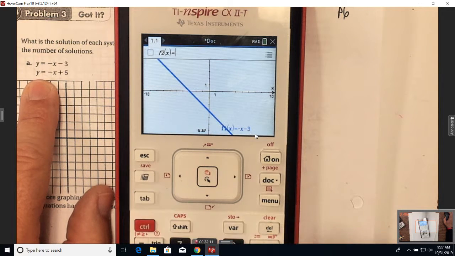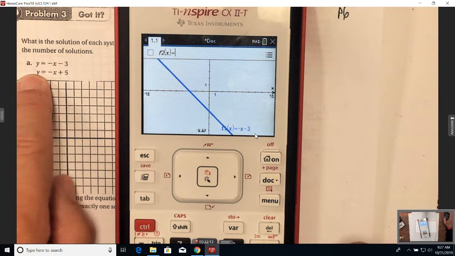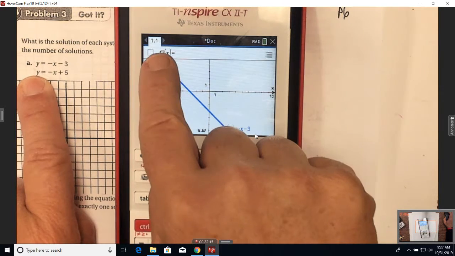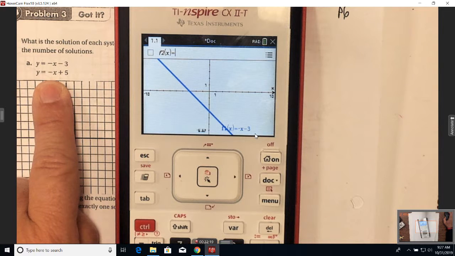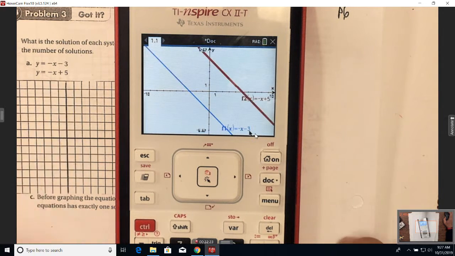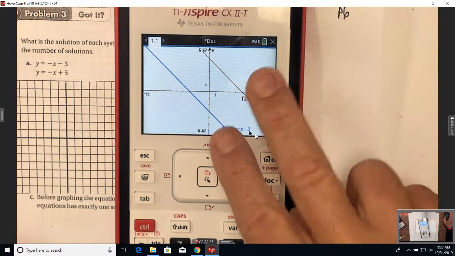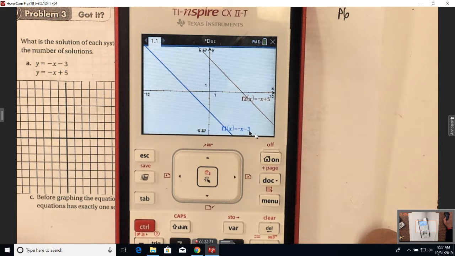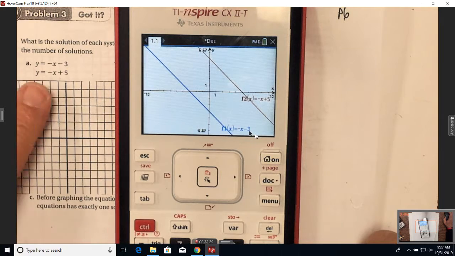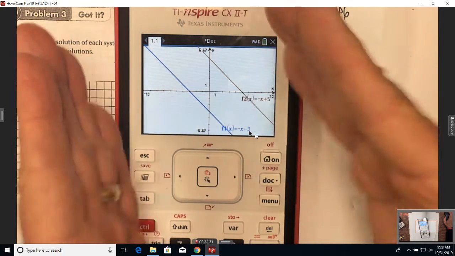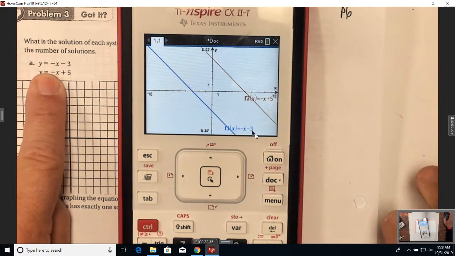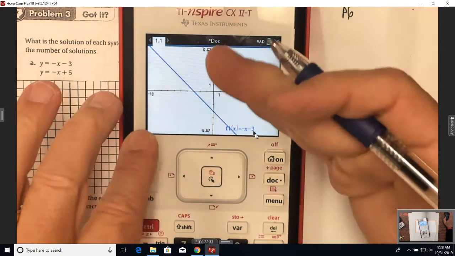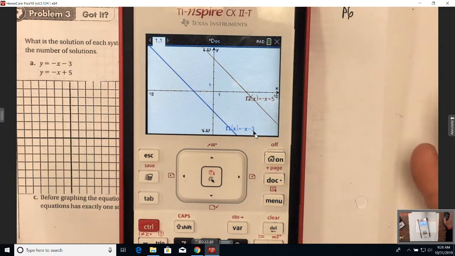So I hit tab. And then my second equation, my y sub 2, or f2 of x, would be equal to negative x plus 5. And then enter. See how those are parallel? They might not look parallel. Okay, I don't know. They might be a little bit off. I don't know if I can tell, but I can tell mathematically that they're parallel. See, because maybe one's just tilted a slight bit, and I can't really tell.